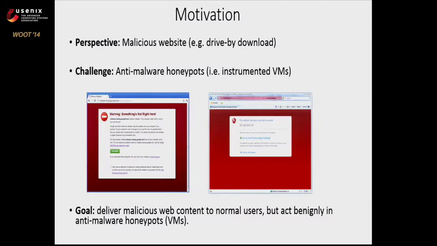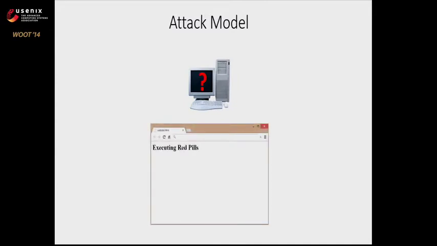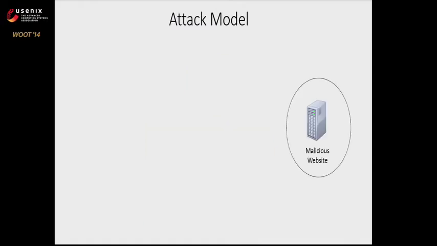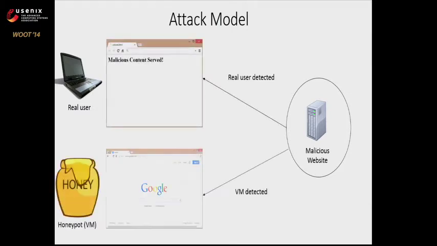You want to deliver your malicious web content to normal users, but you want to act benignly when you detect a honeypot or a VM is visiting your website. And so we imagine our red pills making this goal possible in the following way. We have our malicious website, and a visitor views this web page. The attacker does not know whether the visitor is a real user or a VM, but we serve them our landing page. Now, this landing page will execute our browser red pills in the visitor's browser, and these results will be sent back to our malicious website. Now, if the attacker detects from the red pill results that a real user is visiting our website, we can serve them malicious content. But if the red pills indicate that a VM is visiting the website, we act benignly or redirect them to a benign website.